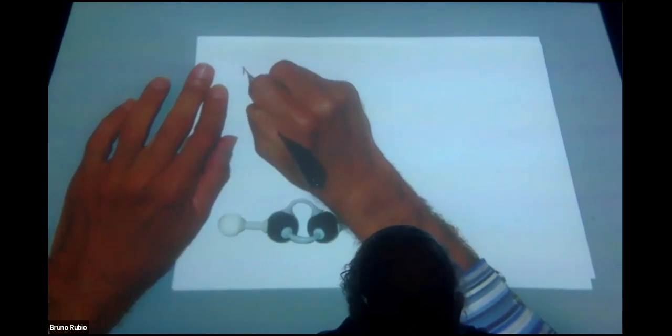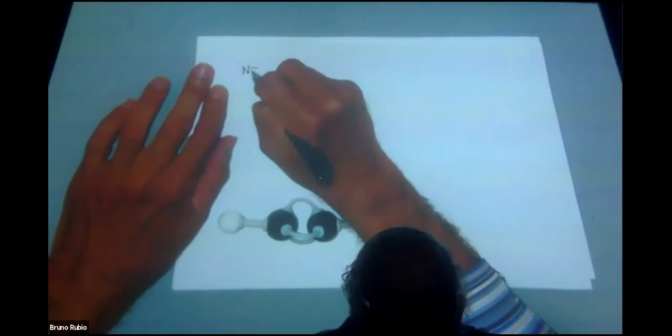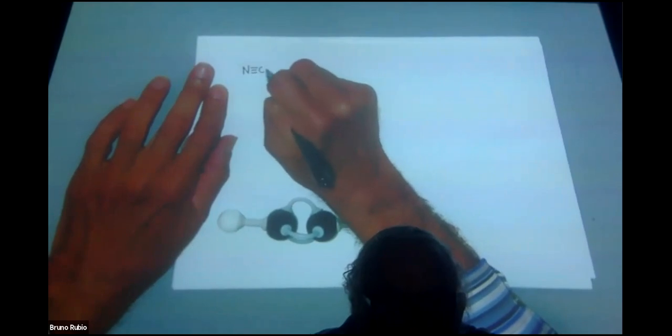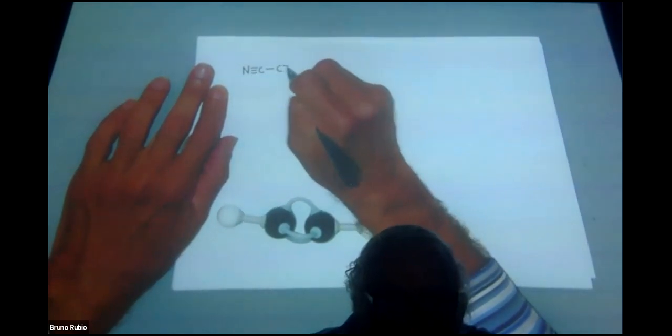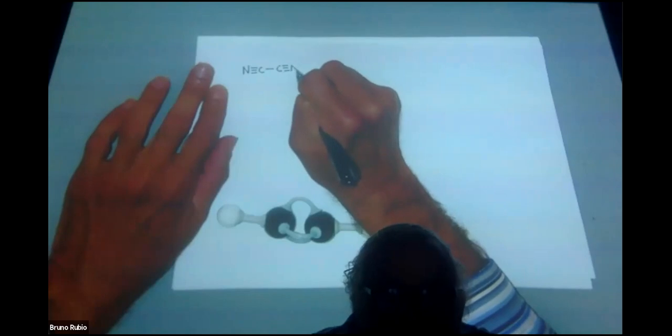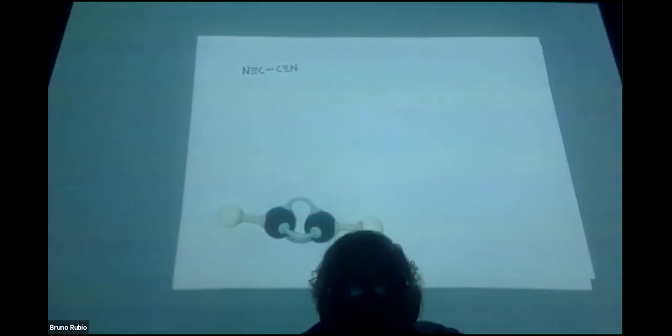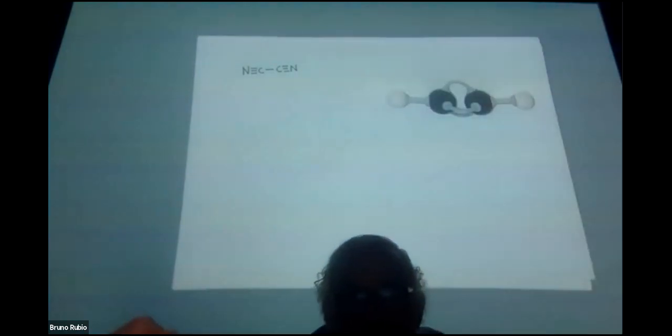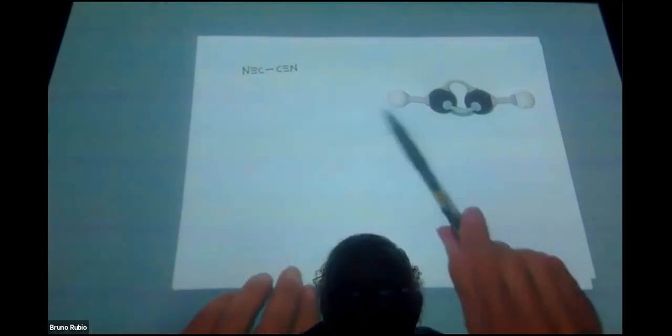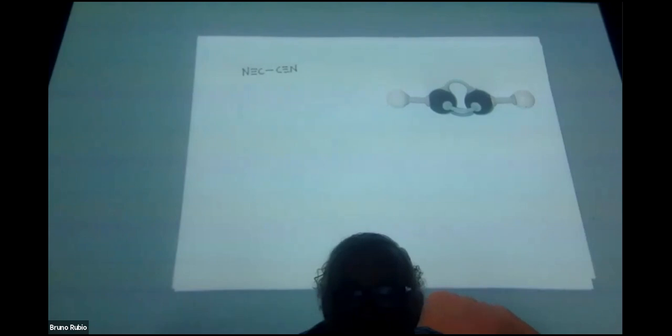Cyanogen, systematic name ethanedinitrile (1,2-dinitrile). Okay, so does it have a center of symmetry? There's my little model of the molecule. These are the carbons and the white balls can be the nitrogens.